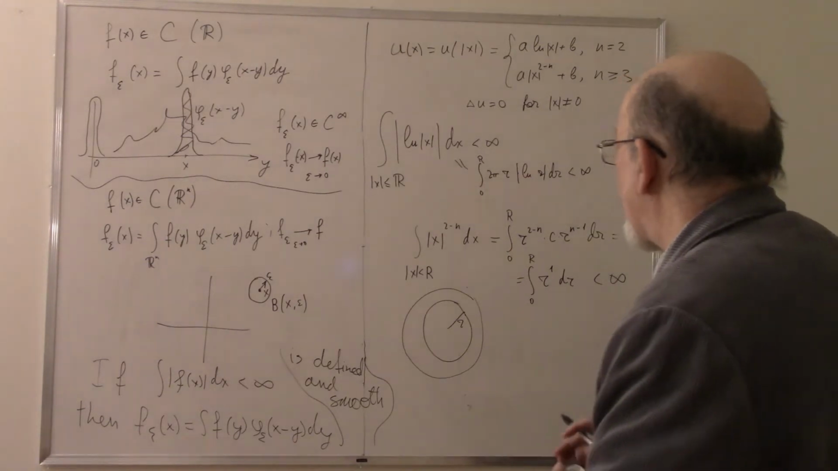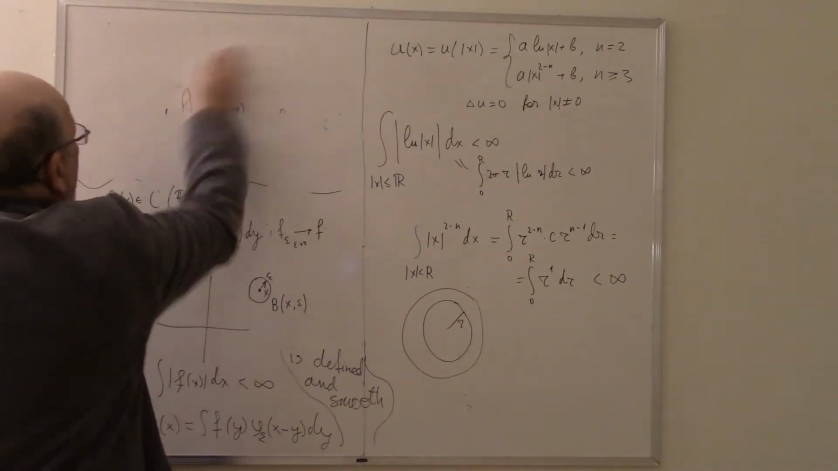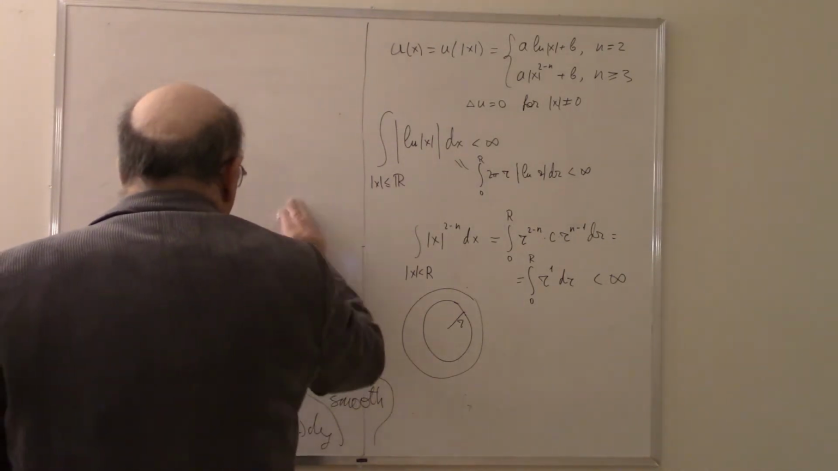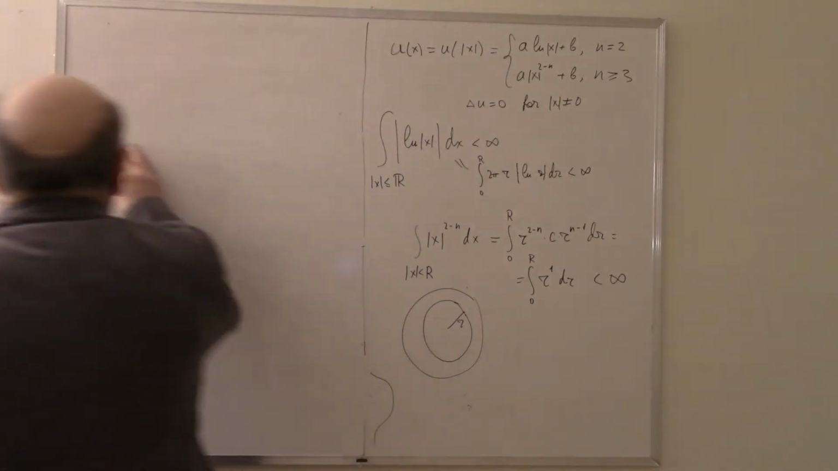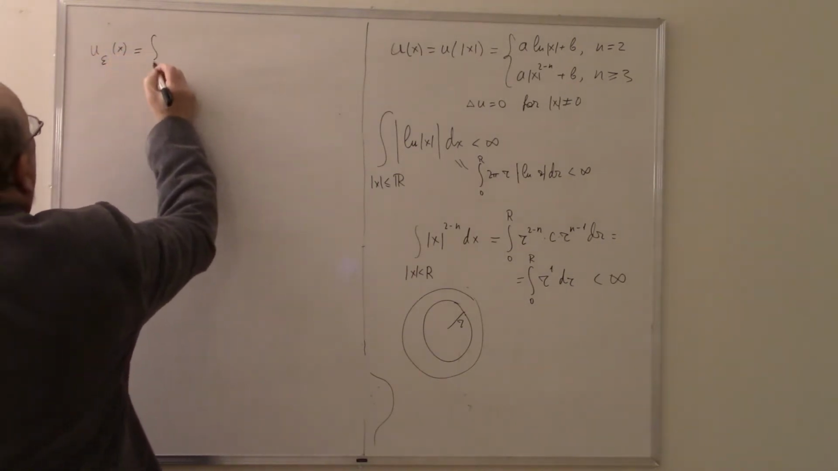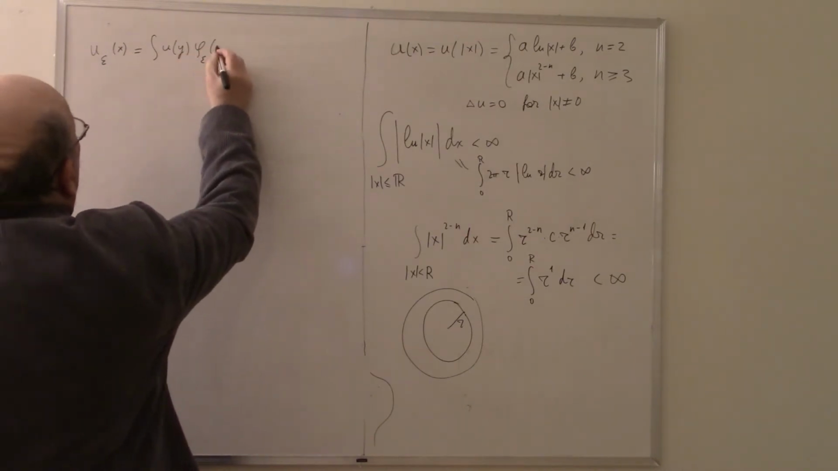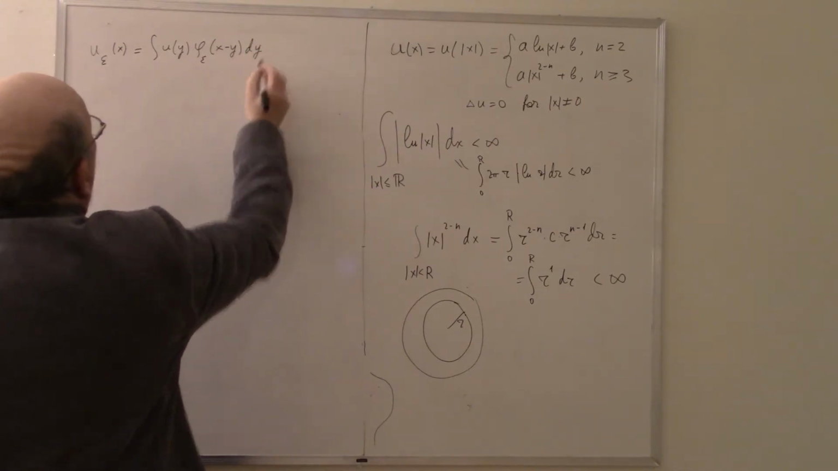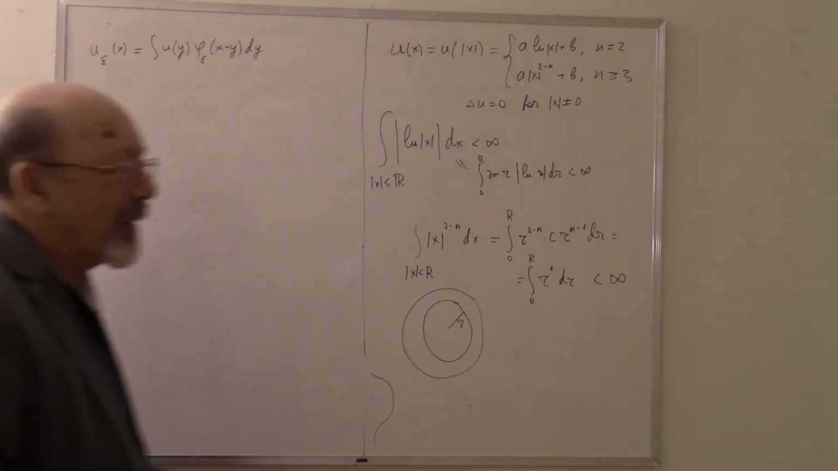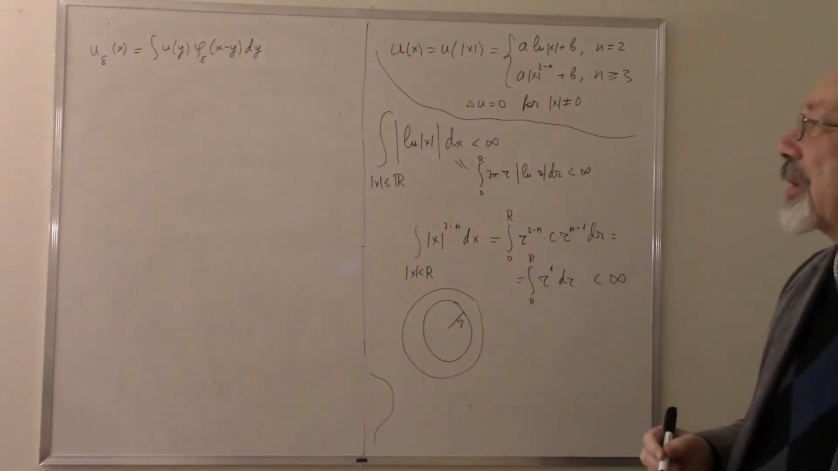And so this means that we can define the function u epsilon of x equals the integral of u of y phi epsilon of x minus y dy. So this is our function. U is this function. It is a radial function which is continuous outside of 0.